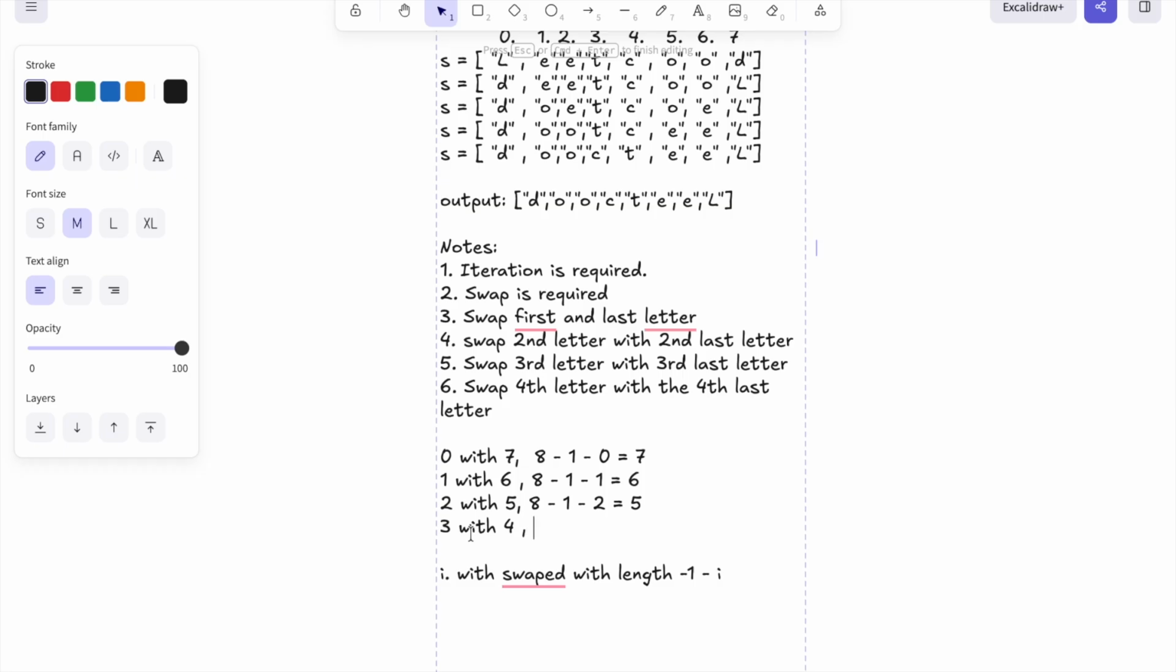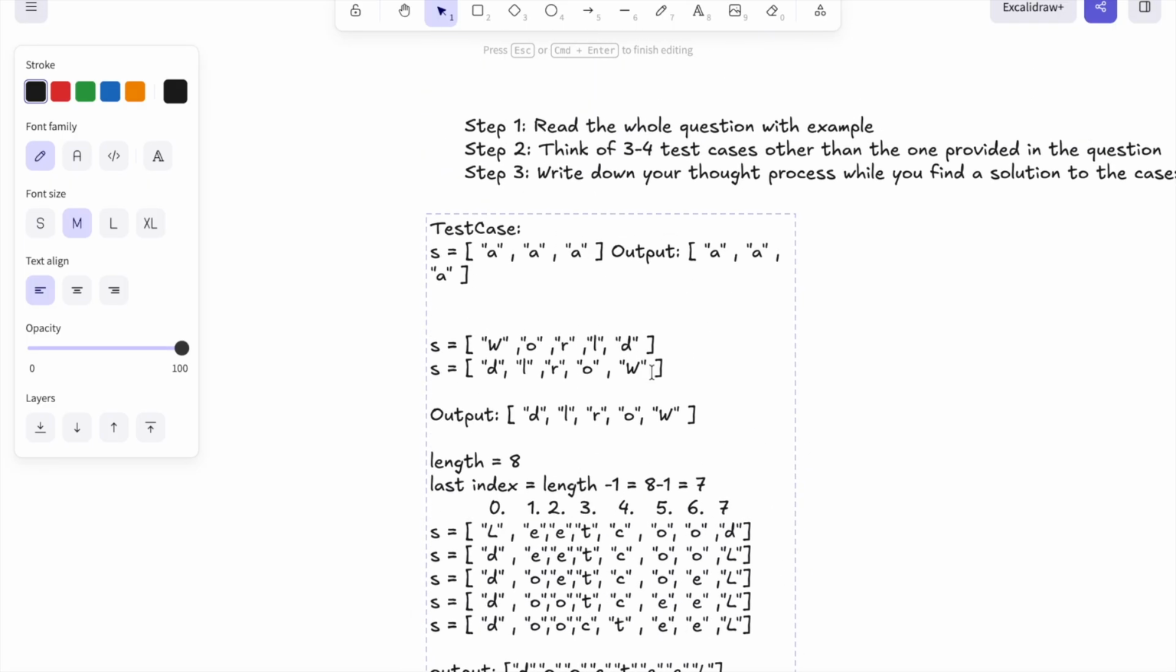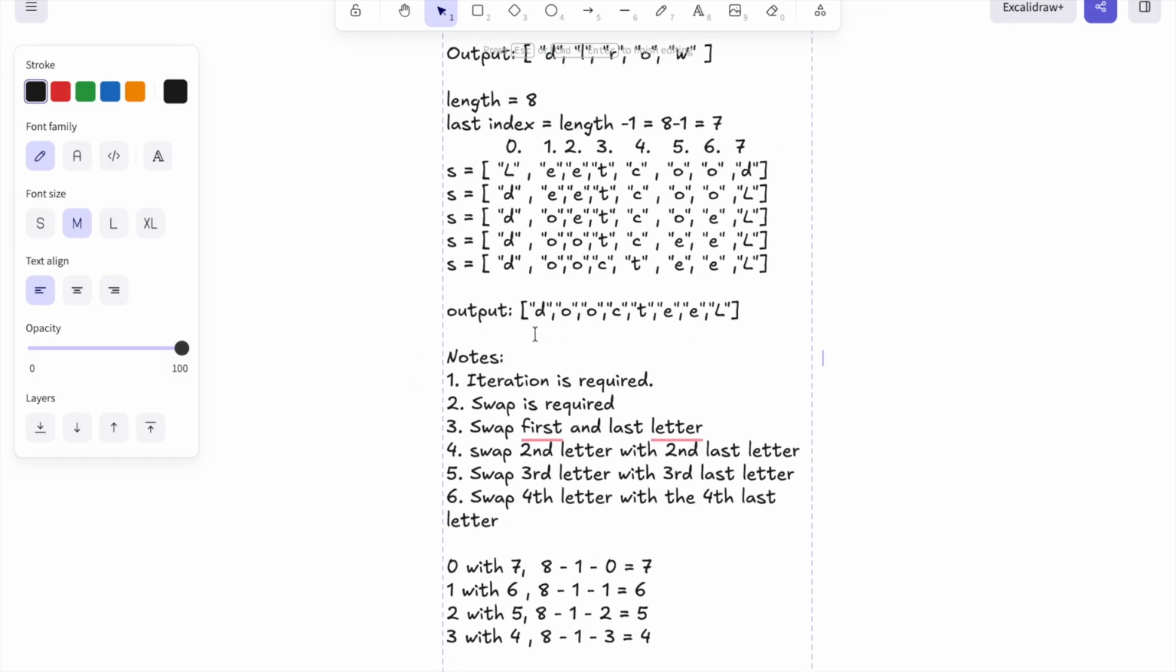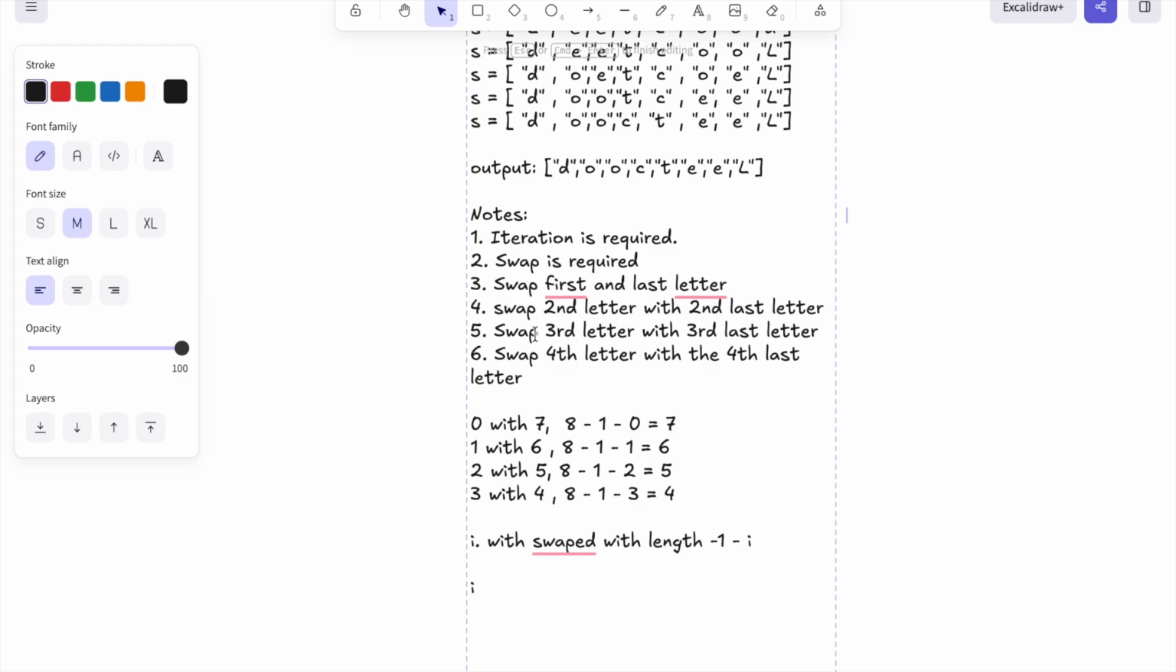Then comes the next part. For the index 3, 8 minus 1 minus 3, that will give you 8 minus 1 is 7, 7 minus 3 is 4. So we did actually swap it with 4. So we can say that I will be swapped with length minus 1 minus I. This statement is true for all the cases here. If you want to try other cases, you can do the same and you will find that this is what we are essentially doing, right?